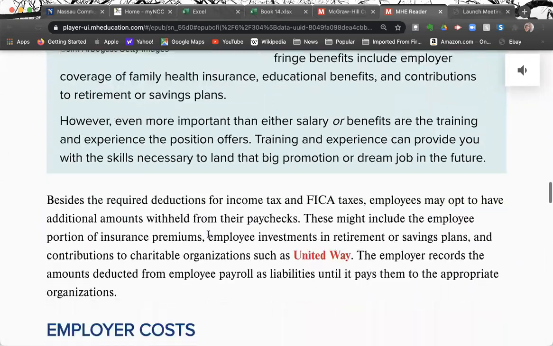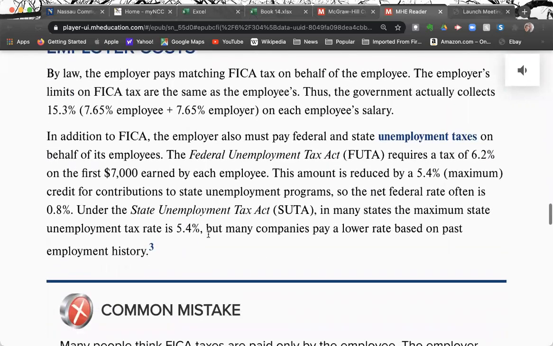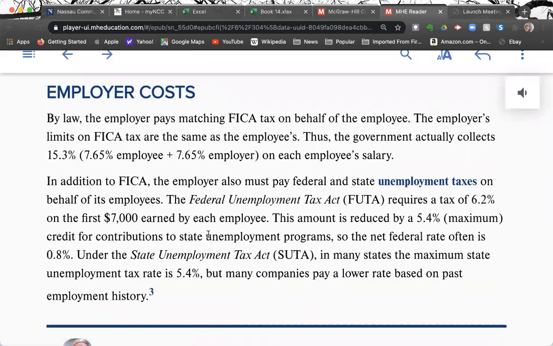There are also employer costs. So what are the employer costs? We'll see this when we get to the example where we have to make the entries. The employer has to pay, in addition to whatever you get paid, the Social Security and Medicare taxes, the same amount that you paid. You mean it gets paid twice? Yes, it does. You pay it, and then the employer also pays it. So it gets paid twice.